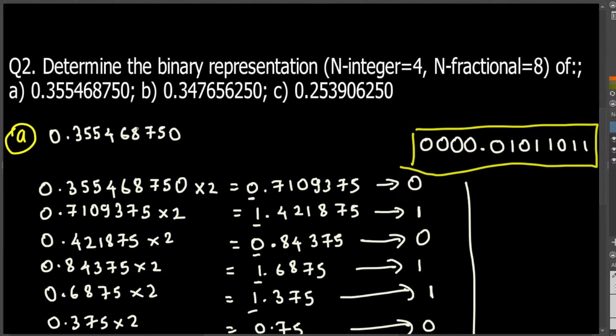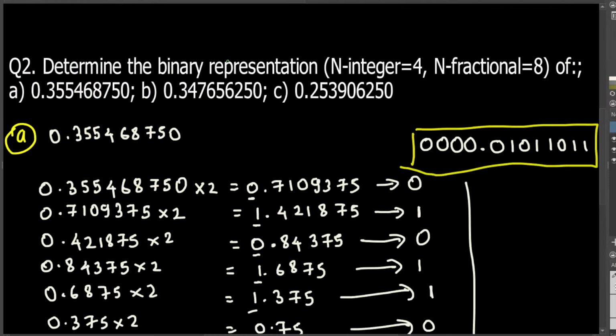Okay, now let's look at the B part. I go to a new page and do that. In the B part, we have 0.3476565.